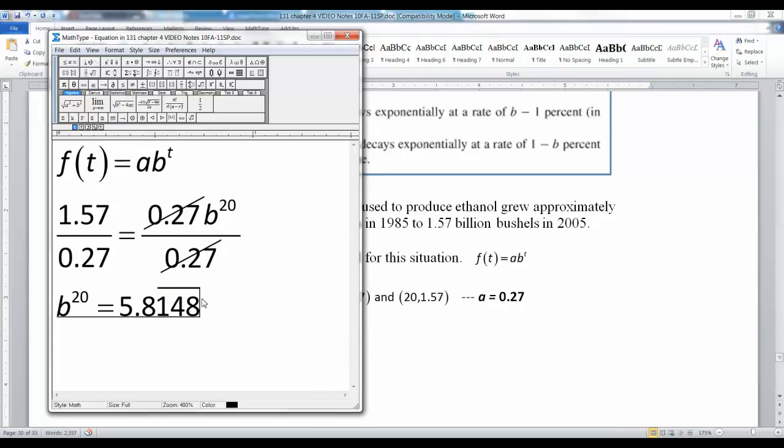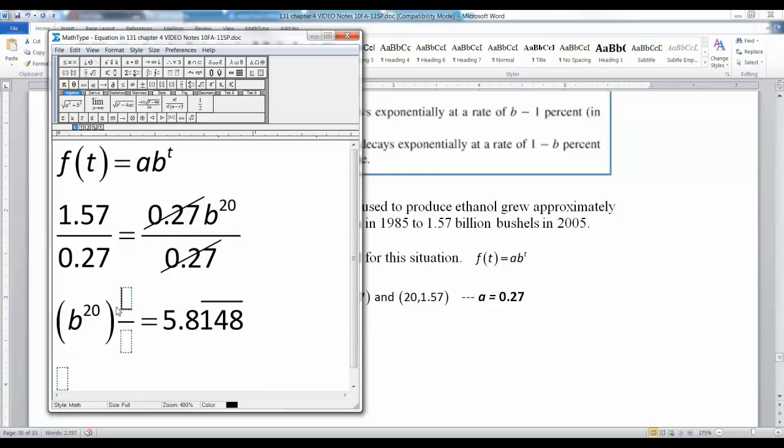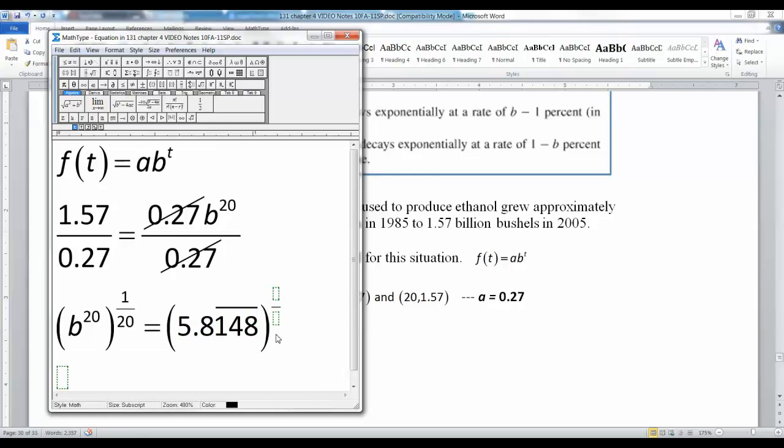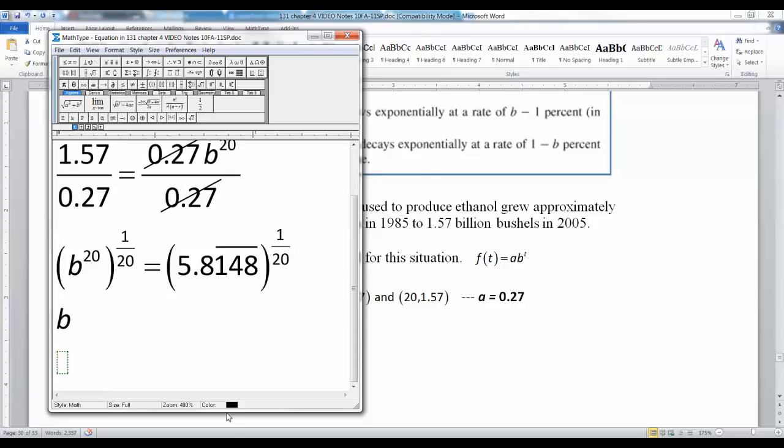All right, so then I have to raise it to the 1 over 20 power to get B by itself. But if you do it to the left, you've got to do it to the right. So let me raise this whole thing to the 1 over 20 power. Then B is approximately, and I'm going to make my calculator do this.